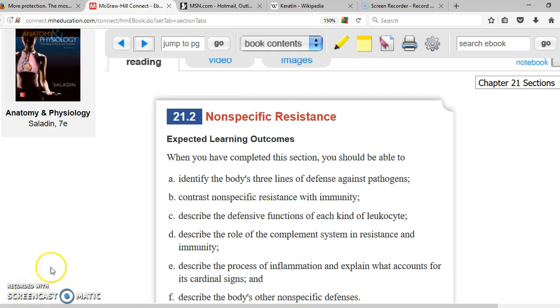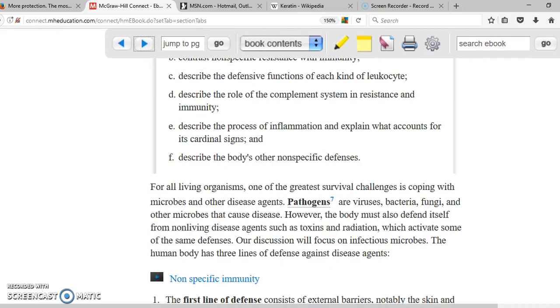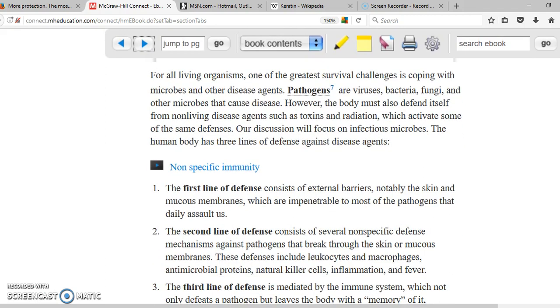Okay, the next topic is non-specific resistance. Non-specific obviously is talking about the defenses that we have that are not necessarily specific for one particular type of pathogen. So the first one, at least in this book, is divided in first line of defense.